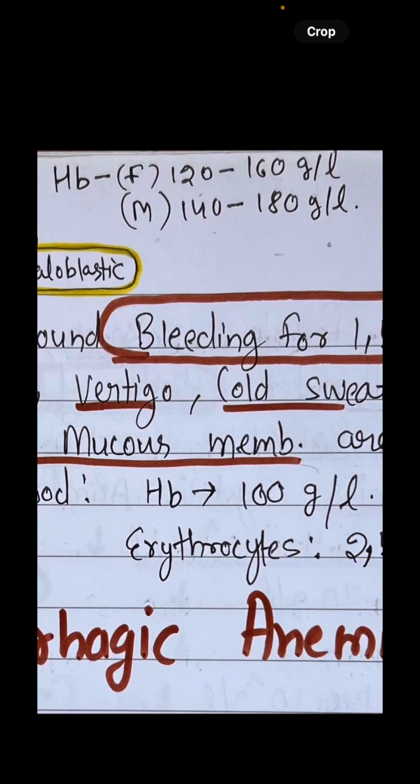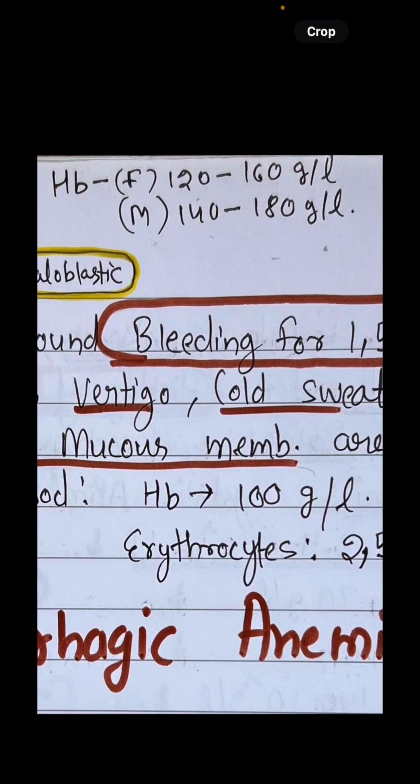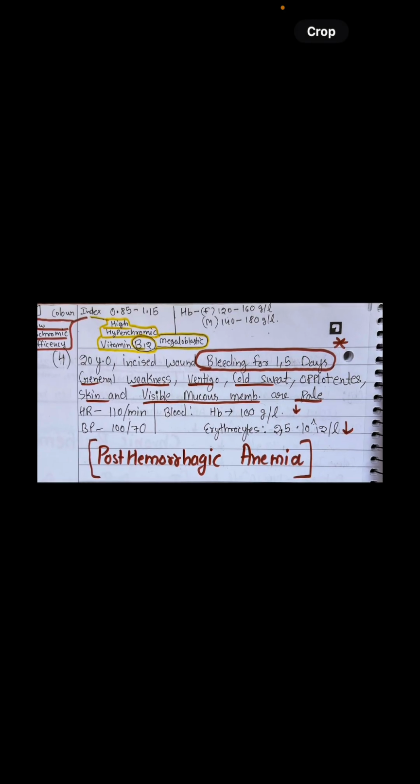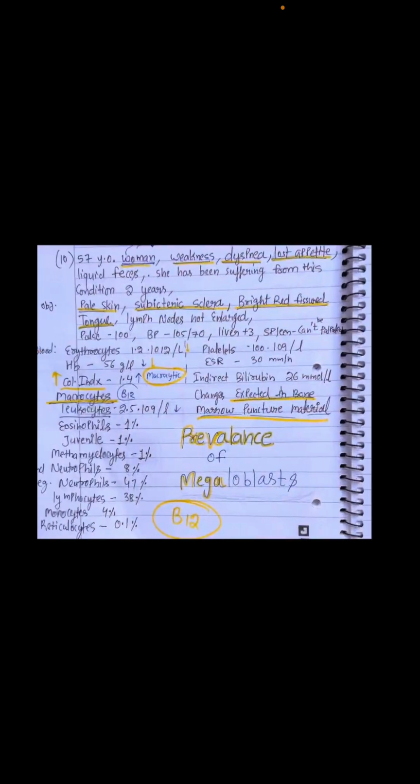Let's see the ranges of hemoglobin. You can see some fluctuations because data keeps on updating most of the time. So in females the hemoglobin is 120 to 160, and in males 140 to 180 grams per liter. So let's see the case studies now.